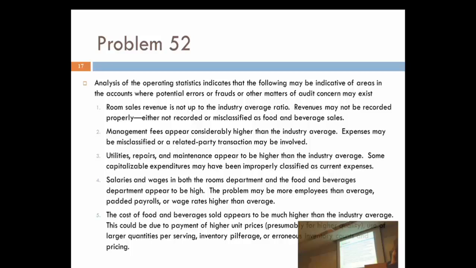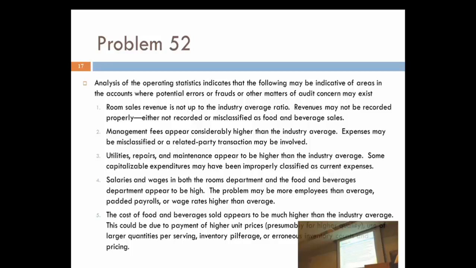We also show that salaries and wages in both the rooms department and food and beverages department appear to be high. The problem may be more employees than average, right? That they just have a lot more employees. Could be padded payrolls, which would be fraudulent activities, or their wage rates are simply higher than average. Right? So we would want to look at the salaries expense in the cost of our audit.